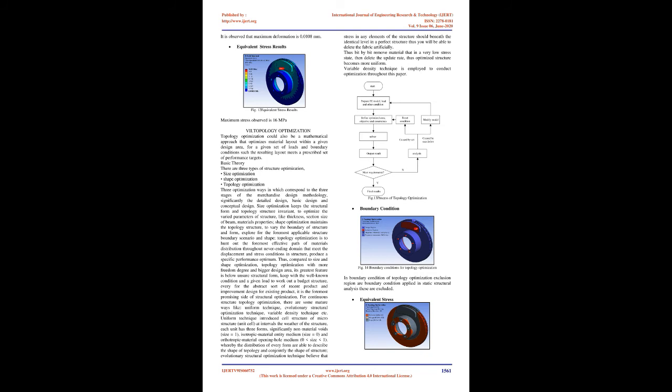The evolutionary structural optimization technique believes that stress in all parts of the structure should be at the same level in an ideal structure, so you can delete the material artificially. Thus, step by step, remove material that is in a very low stress state, then update the rate, so the optimized structure becomes more uniform. The variable density technique is used to conduct optimization in this paper.